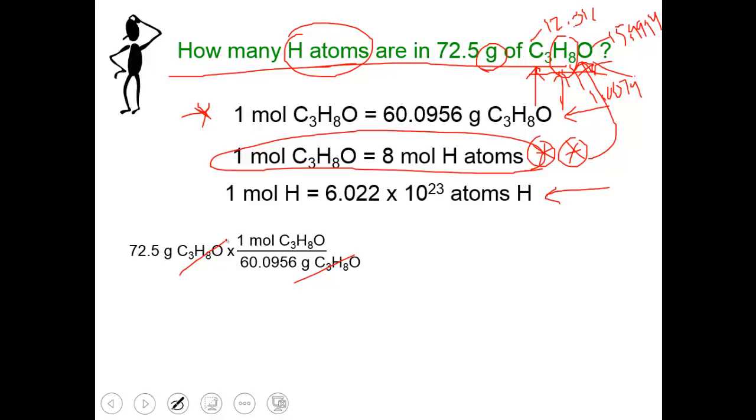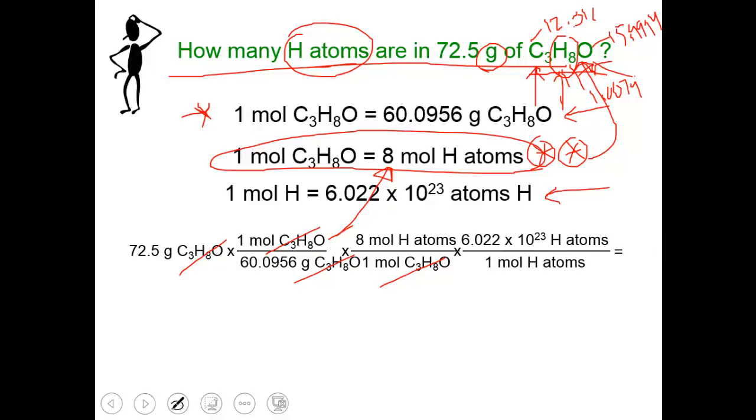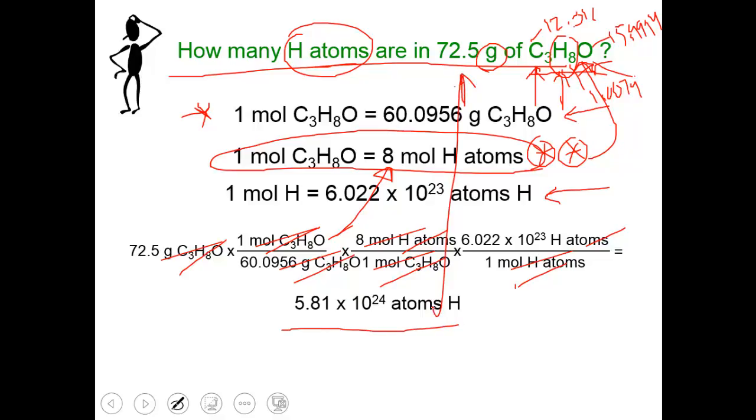Now we're going to go from moles of the C3H8O into moles of H atoms. So I'm going to do that conversion next to get rid of moles. And then I have now moles of H atoms. So I'm going to use 1 mole of H atoms is this many H atoms. Okay, the number, Avogadro's number. And so these all cancel. And we get this many atoms of hydrogen are actually present in this mass of C3H8O.